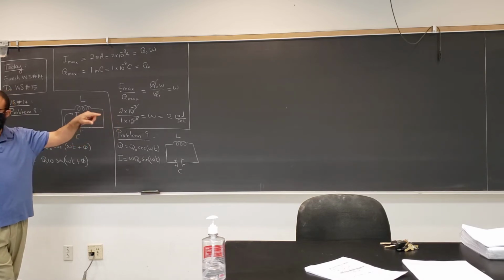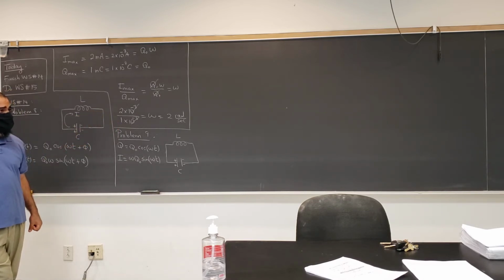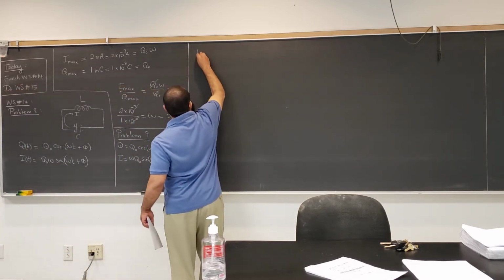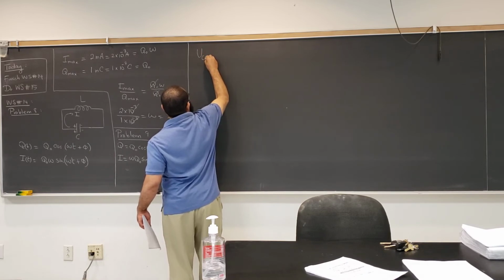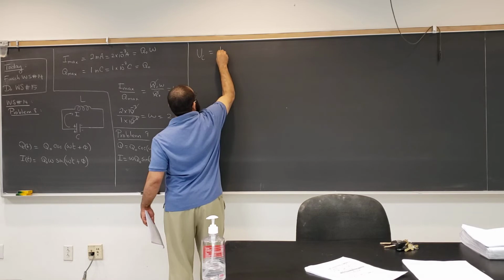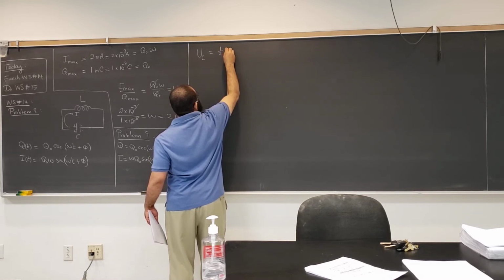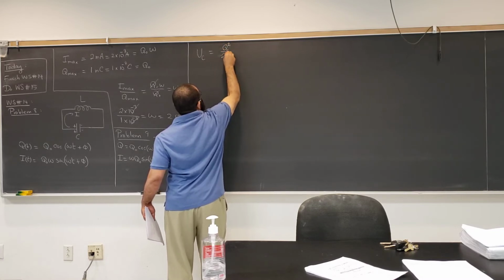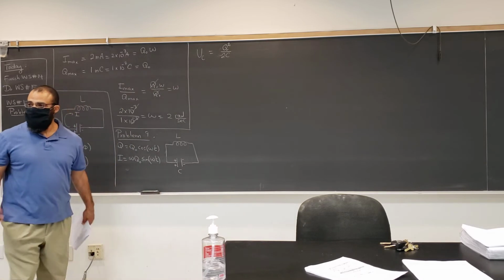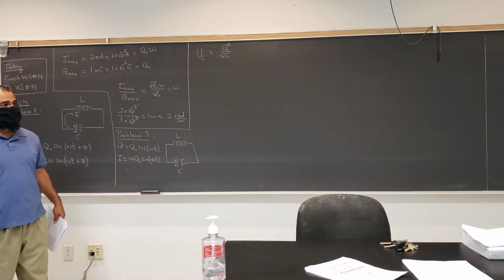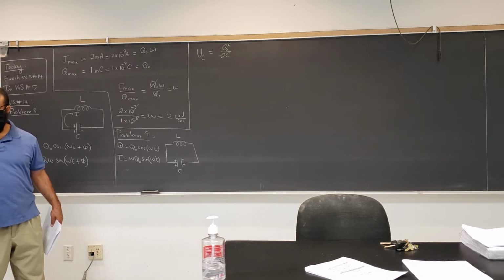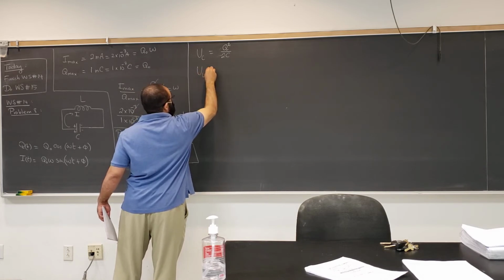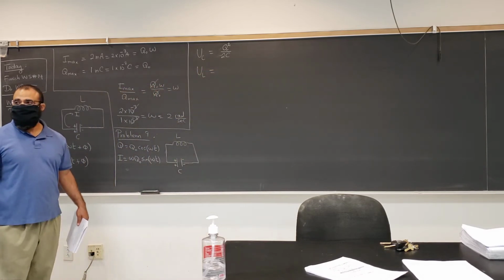The energy in an inductor is 1/2 Li squared. The energy in a capacitor, since we have the charge and capacitance, is q squared over 2C. Does anyone remember this one? 1/2 CV squared, q squared over 2C, or 1/2 qV. So that's the capacitor. Anyone remember the energy in an inductor?